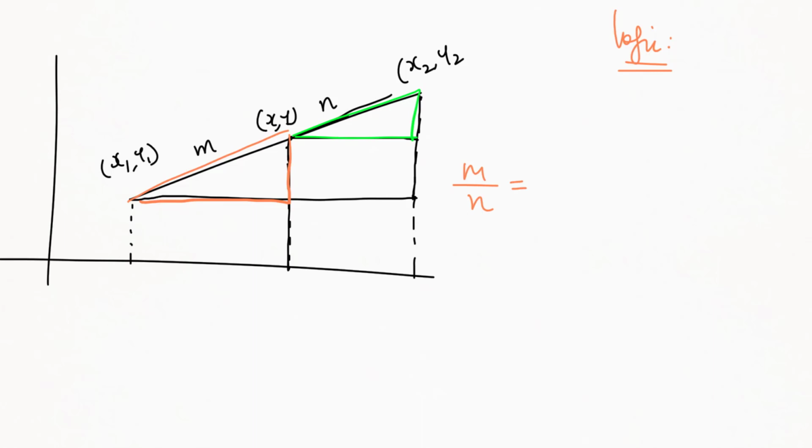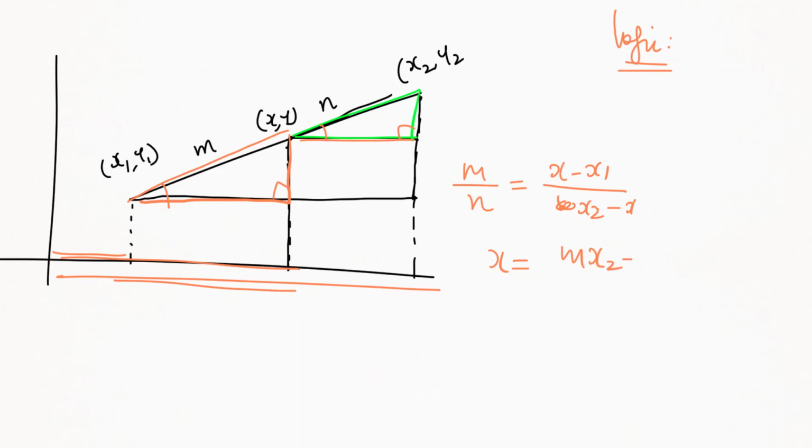Why are these triangles similar? That's very easy, you know, by basic mathematics. Angles are the same, right? So m over n will be the same as the ratio of this side and this side. What is the length of this? x minus x1, right? This is x, this is x1. x minus x1, and this is x2, right? x2 minus x, x2 minus x, and we are done. If you solve this for x, you will get mx2 plus nx1 over m plus n.